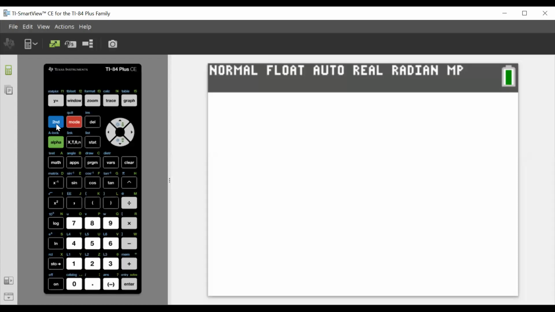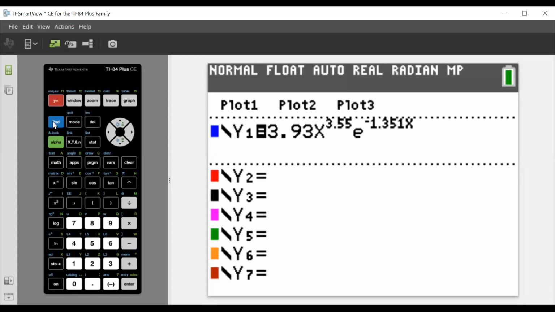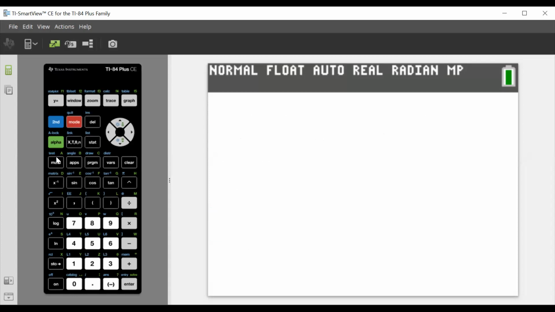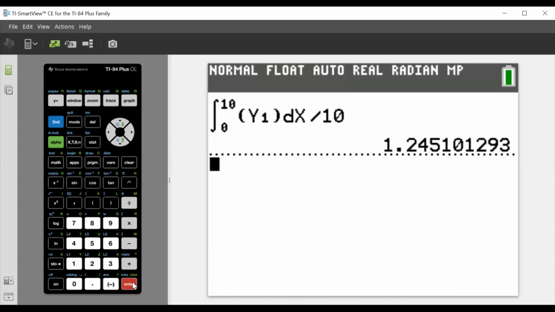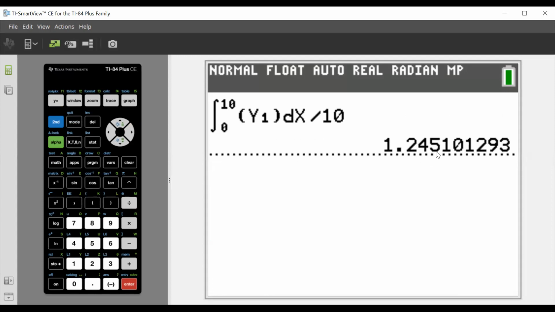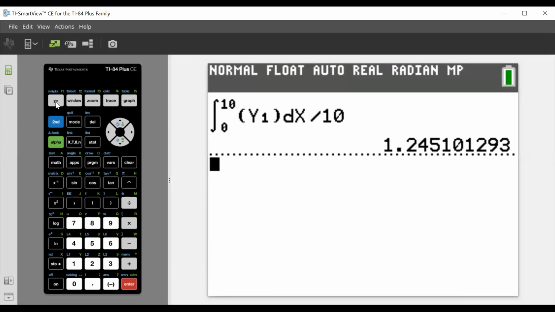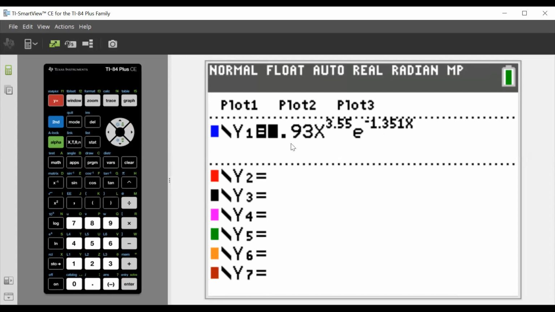And clear that. And so now we have the function in here, so we're good there. So now we can just do our integral from 0 to 10 of our alpha 1, and then we'll put our x. And we're dividing by 10 minus 0, which is just 10. And so it looks like we get 1.245 for our value. So let's make sure we have our right function in here, 3.93.